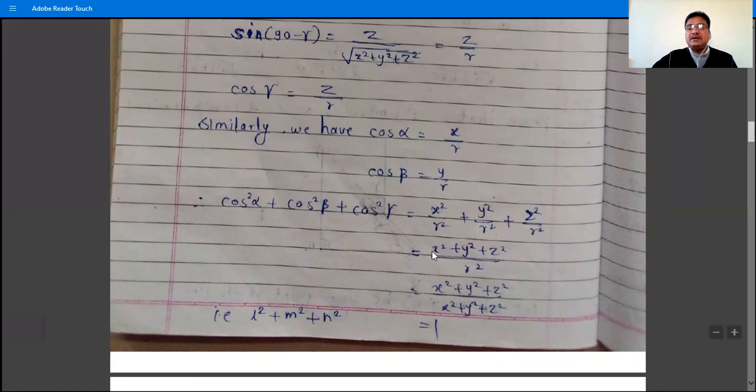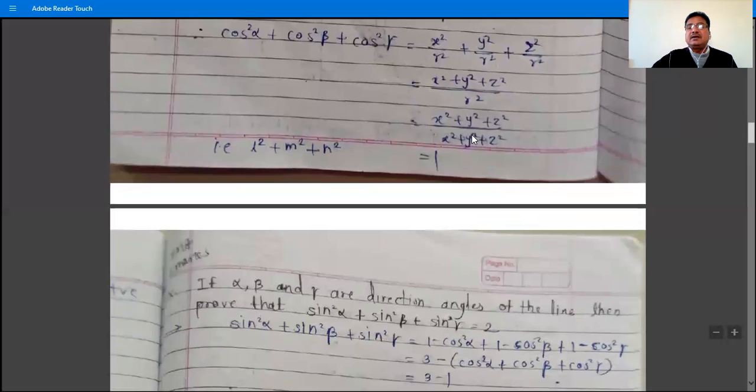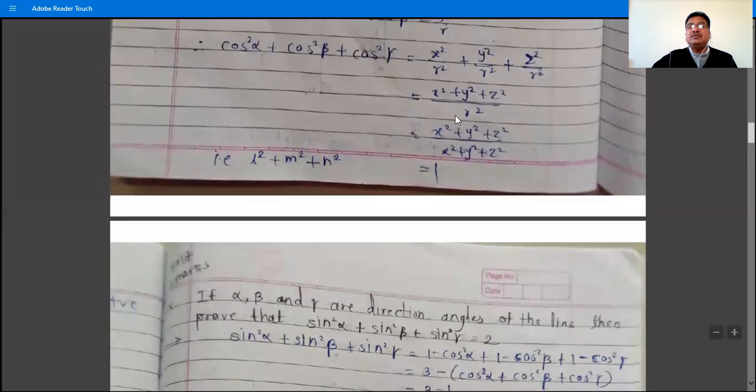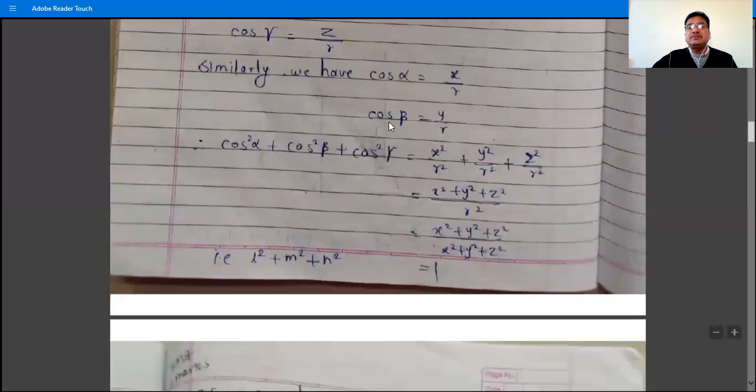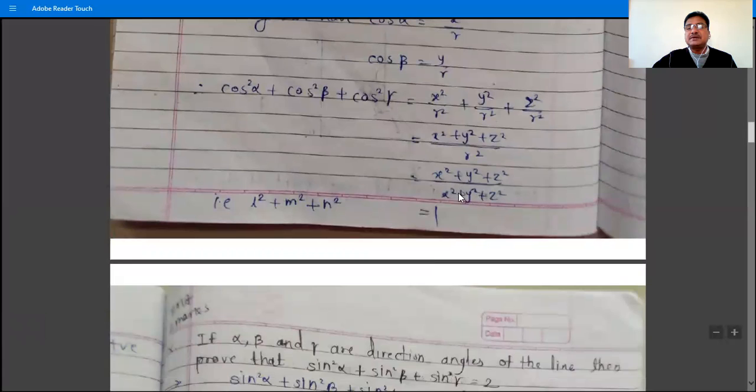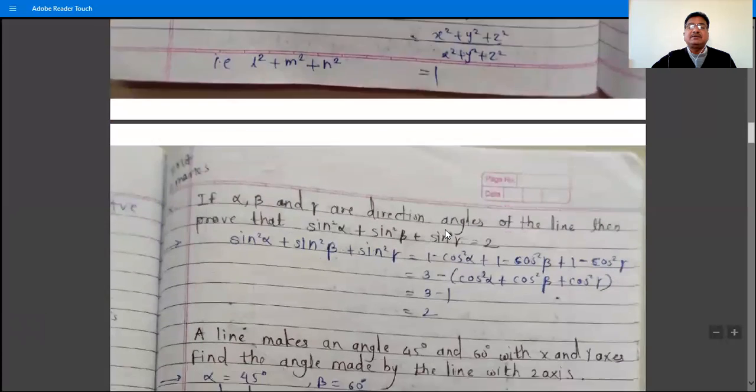R square is the LCM, x square plus y square plus z square. And x square plus y square, r square is what? R is this. R means OP. R is root of x square plus y square plus z square, which means r square is x square plus y square plus z square. And this is equal to 1. Therefore, cos square alpha plus cos square beta plus cos square gamma is equal to 1. Or we say that L square plus M square plus N square is 1.